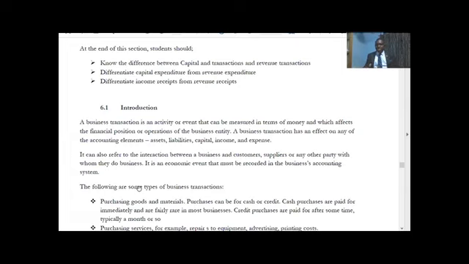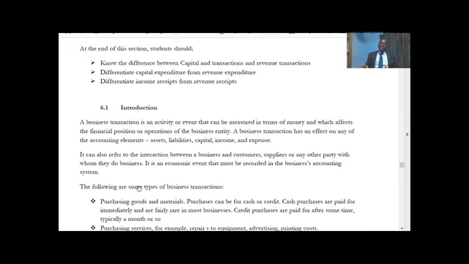Now, a business transaction can also refer to the interaction between a business and its customers, suppliers, or any other party with whom they do business. Okay? It is an economic event that must be recorded in the business's accounting system. So simply put, a business transaction is any economic transaction that can be quantified in monetary terms. Okay, that can be quantified in monetary terms.